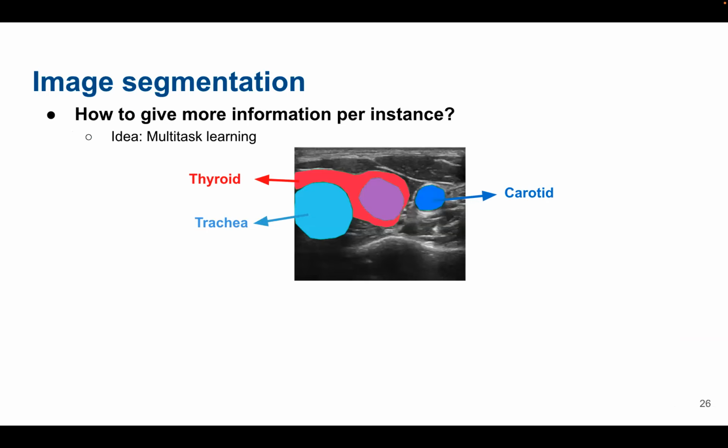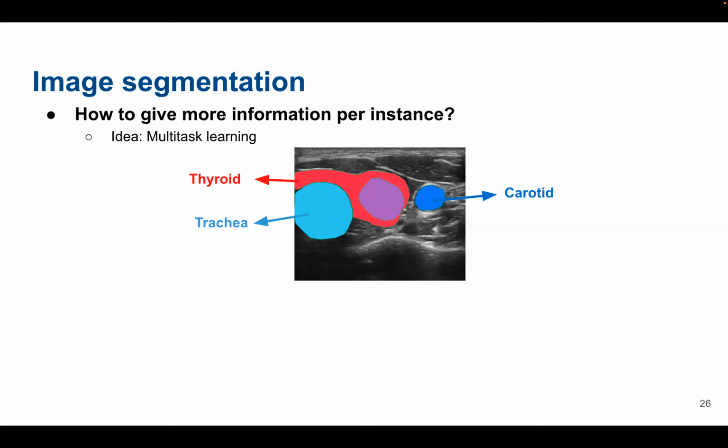For example, we can tell them, well, yes, you care about the tumor, which is the purple mask in there. But I'm going to tell you some extra things. For example, the thyroid. This thing in red is the thyroid. This thing in cyan is the trachea. And this thing in blue is the carotid. So now you have to identify everything.